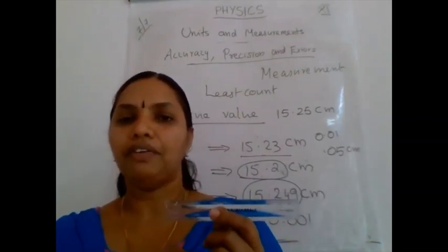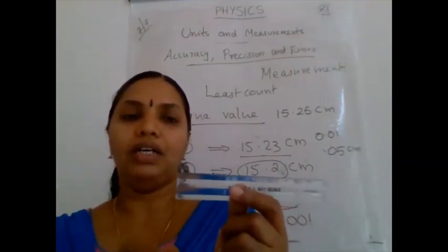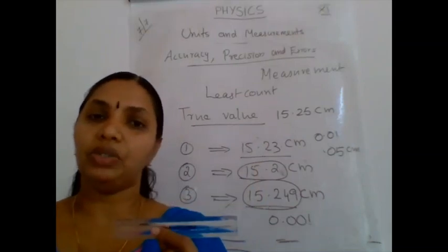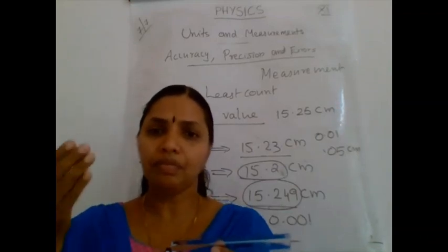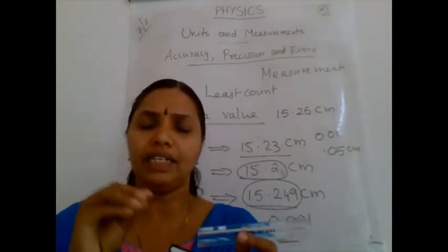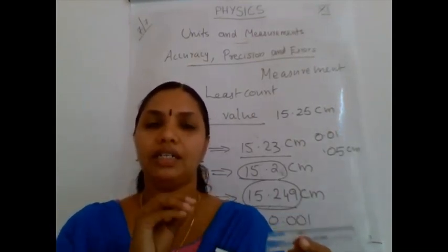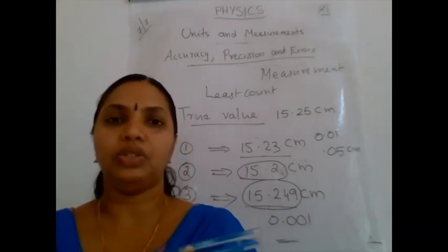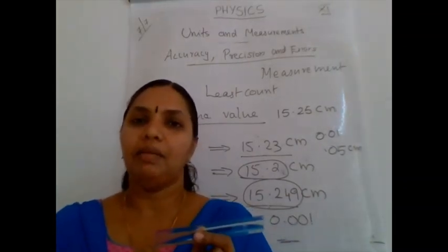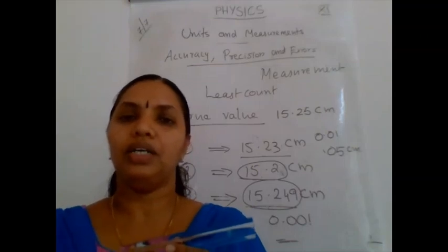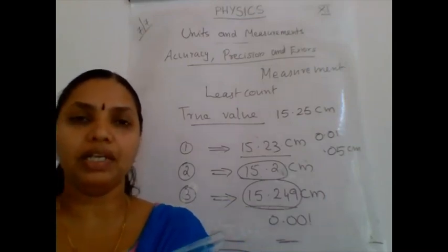I can't measure 0.1 or 0.01 millimeter using this scale. So that is the least measurement, and a smaller least count makes the value more precise, giving values very close to the true value. Understood? So accuracy and precision are the two important terms related to measurement. Accuracy is how close our measurement is to the true value, and precision depends upon the least count of the instrument which we are using.